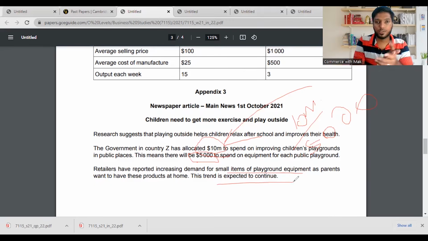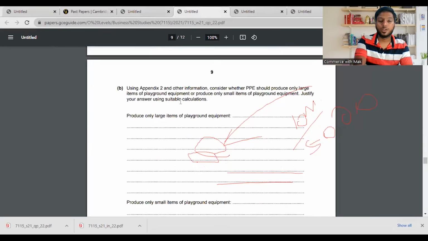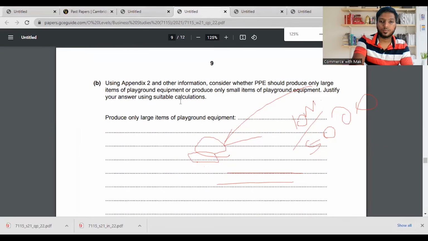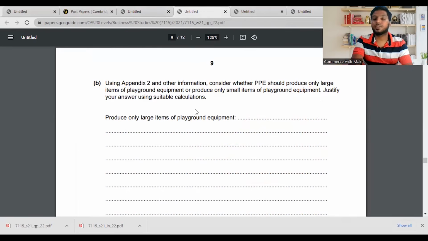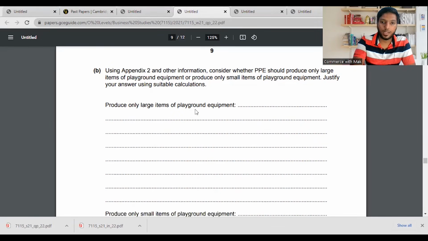That's the reason I recap the same thing again. We'll move on to the question now and discuss the entire part. So moving on to the question. The question says: using Appendix 2 and other information, consider whether PP should produce only large items of playground equipment or only small items of playground equipment. Justify your answer using suitable calculations.